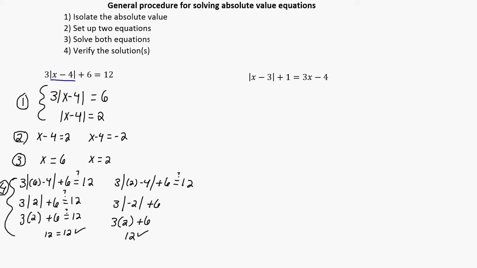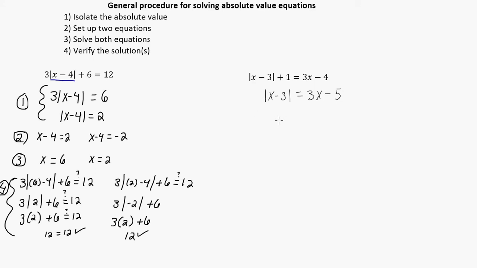Here I am to finish up the problem that I started to talk about last time. It's the absolute value of x minus 3, plus 1, equals 3x minus 4. Again we need to isolate the absolute value first, so I subtract 1 from both sides, and that leaves me with the absolute value of x minus 3 equals 3x minus 5. Okay, the absolute value is isolated.